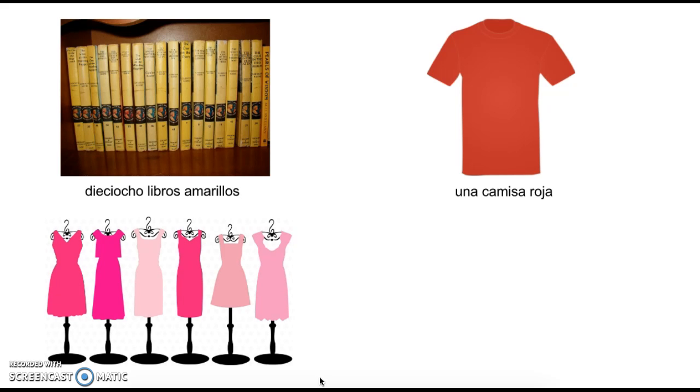Here we have 6 dresses, and the word for dress is vestido, which is masculine. So even though it may be a woman wearing the dresses, it's still considered a masculine noun. So to say that we have 6 of them, we would say seis vestidos rosados. Remember again, the order is number, noun, adjective.